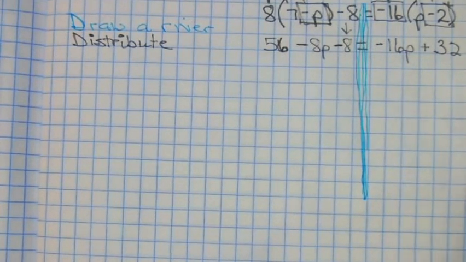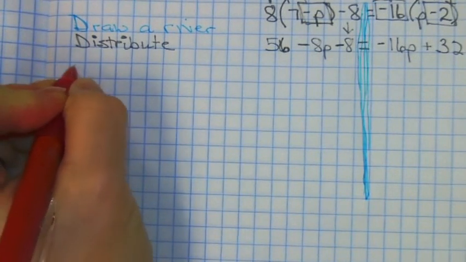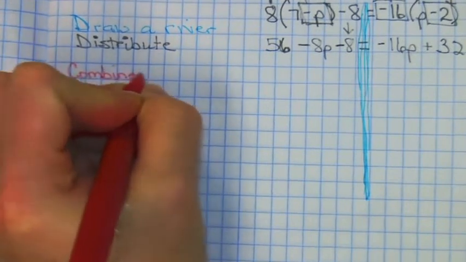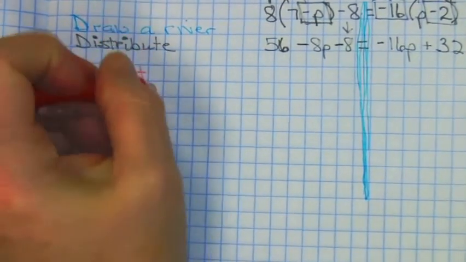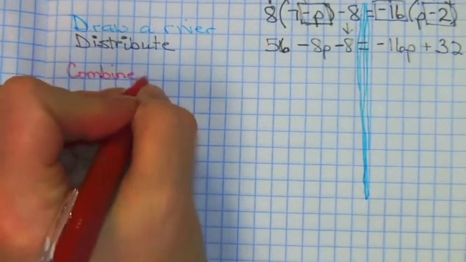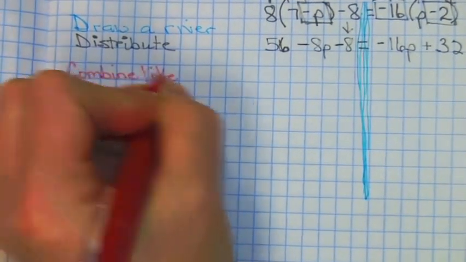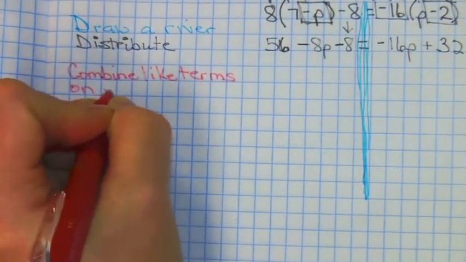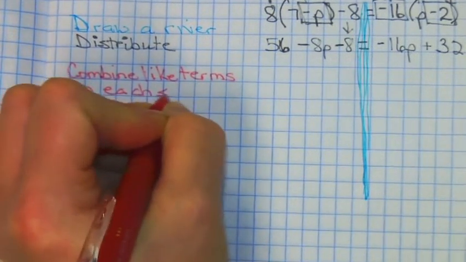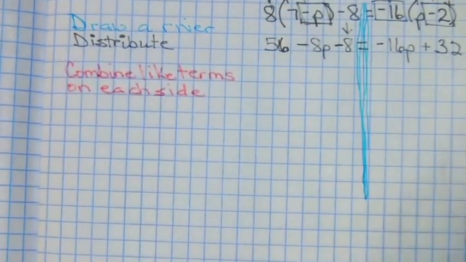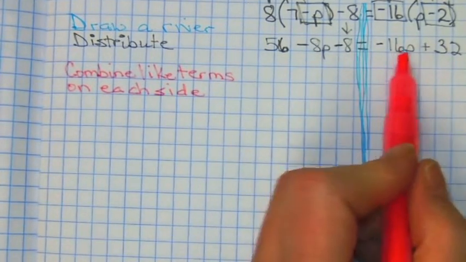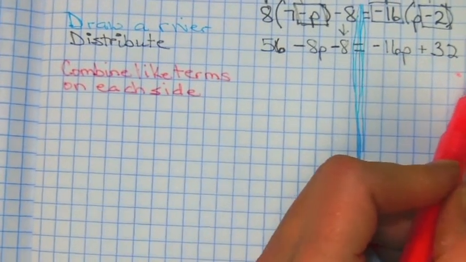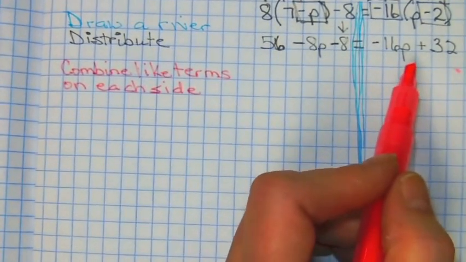Then the next thing we're going to do is combine like terms on each side. So on the right, we have nothing that goes together. We have two terms. One has a variable, one has a constant. So that one's fine.